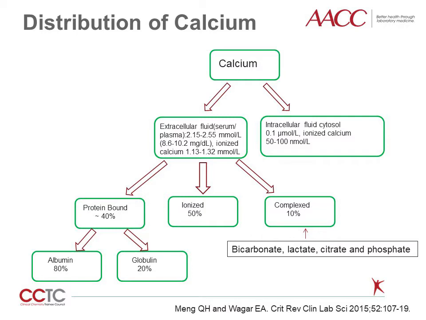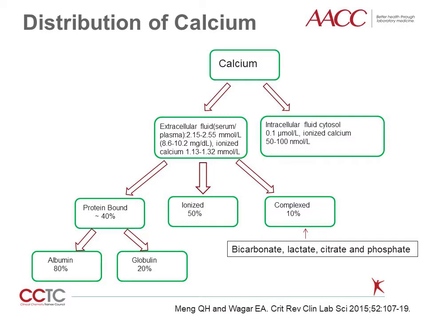In the blood, virtually all of the calcium is in the serum or plasma, which is approximately 8.6 to 10.2 milligram per deciliter, with the ionized calcium concentration 1.13 to 1.32 millimole per liter. The intracellular concentration of calcium is about 10,000 times less than that in the extracellular fluid.